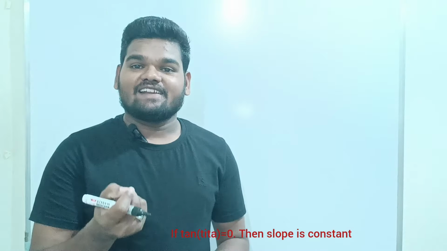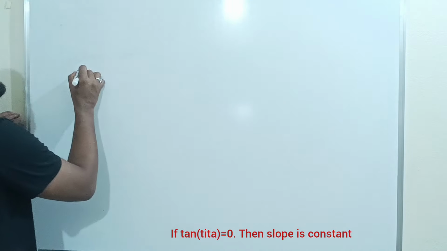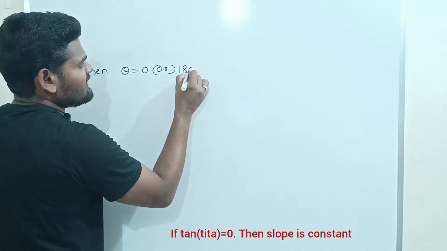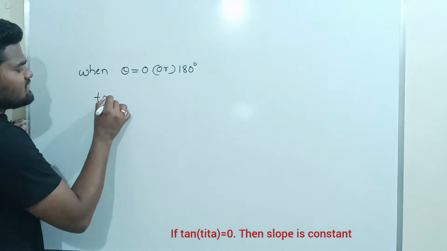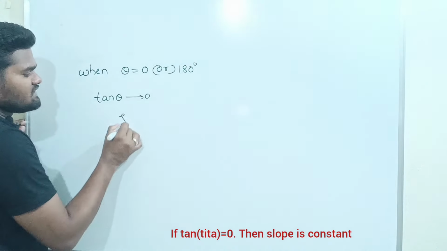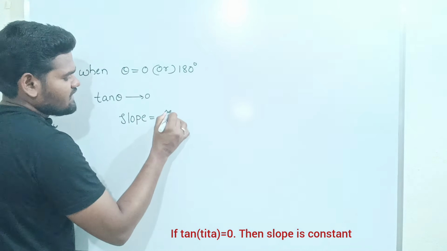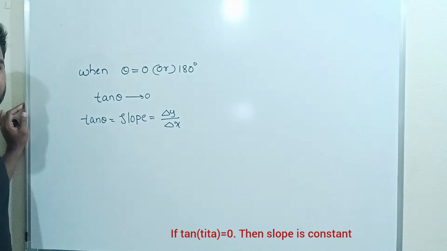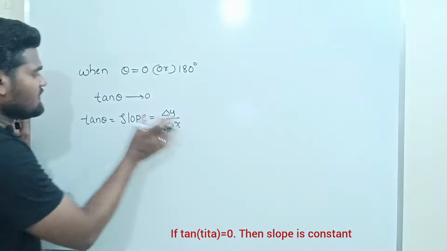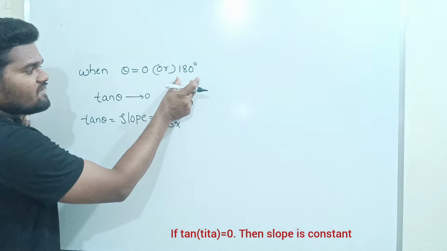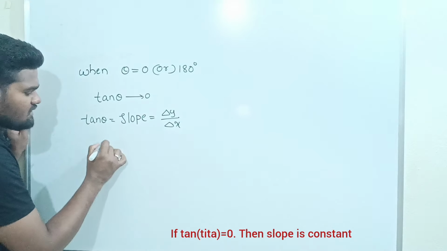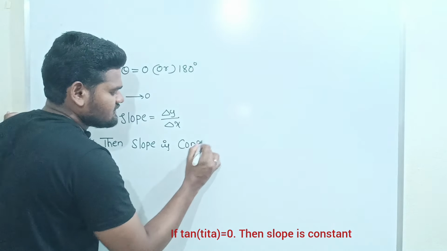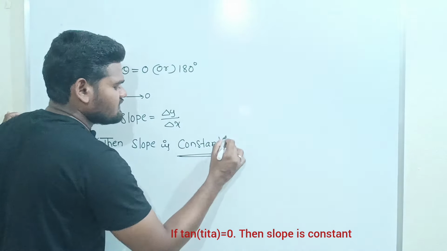Dear students, one small correction. When theta is equal to 0 or 180 degrees, tan theta is 0. And what is slope? Change in y by change in x. We can also write tan theta is equal to slope is equal to delta y by delta x. This is the formula. When theta is 0 or 180 degrees, tan theta is 0, then the slope is constant.